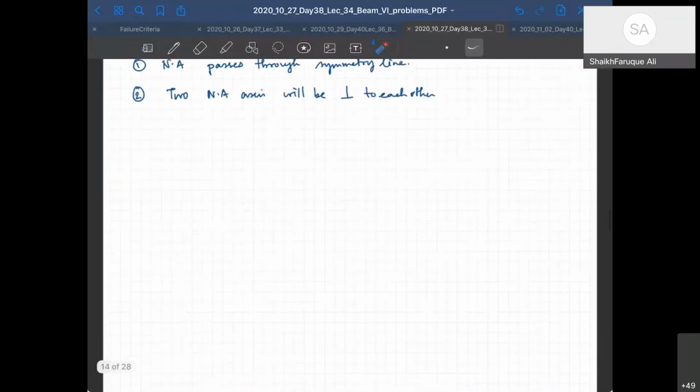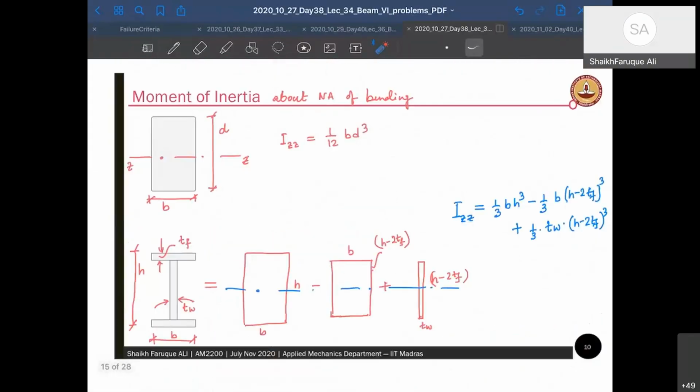The other thing that we need to find out is the second moment of area. I hope you have learned the second moment of area in your engineering mechanics class. If you have not learned, please write it in the chat. You can write no, I have not learned, or no, I don't know. Then I will record a video on how to calculate moment of inertia and upload it for all of you.